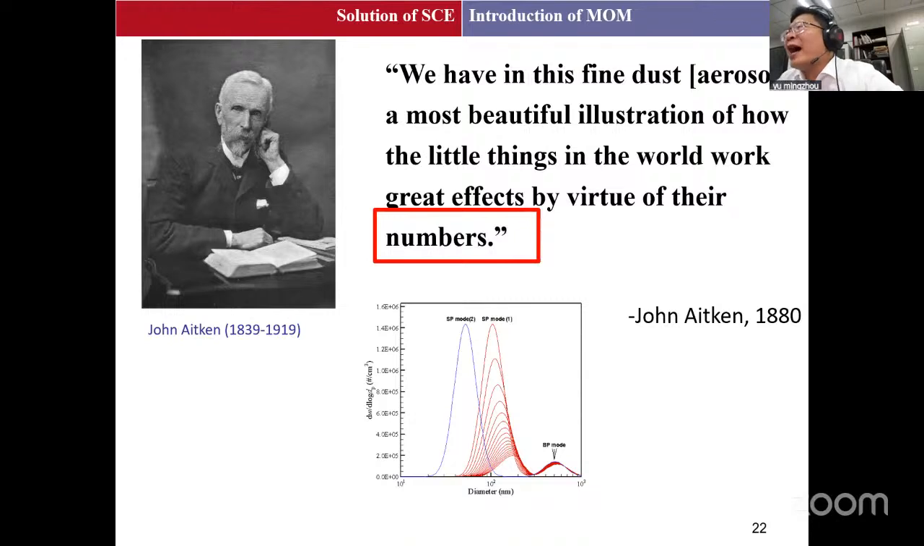I want to highlight why the Brownian coagulation equation focuses on particle number density, referring to a quote by John Aitken. In 1818, he recognized that in a system composed of small particles, particle number density plays a very, very important role in determining the system process. This insight may be one reason why Professor Smoluchowski later formulated his Brownian coagulation equation in terms of particle number density.